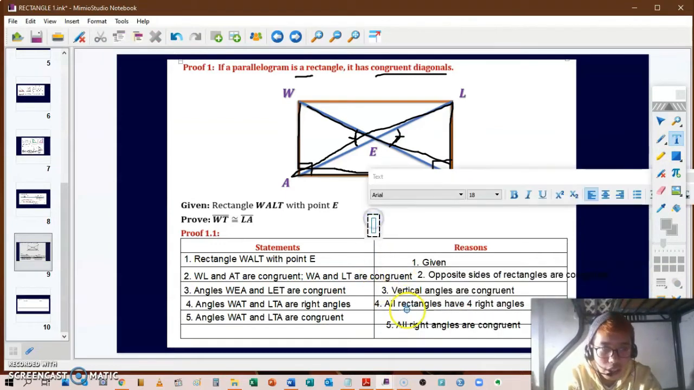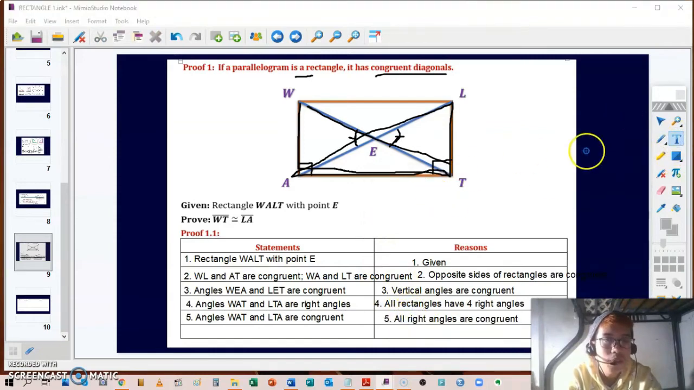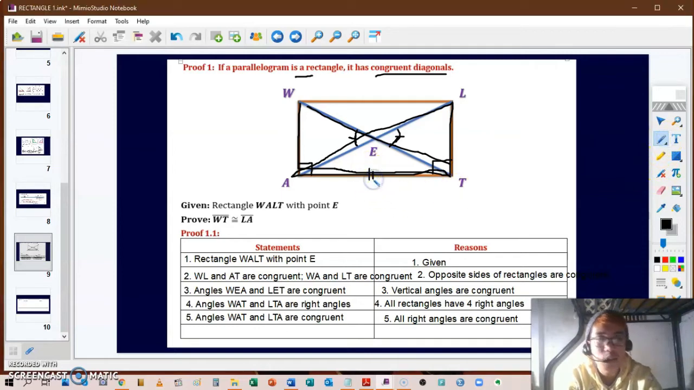And then we can also say that this segment right here at the bottom, because if you notice, guys, line segment AT is being shared by triangles WAT and LTA. So if it's being shared, that must mean that both of those triangles are sharing one line segment, and this line segment can be congruent to itself.